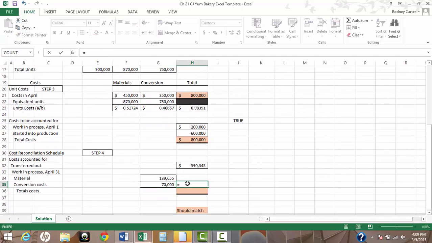If I total those up, 209,655. Now I'm going to total up the dollars that were transferred out and the WIP balance that I have remaining in work in process: $800,000. Have we accounted for all of our costs in the dollars that we've transferred out and the dollars that are in WIP? We have these all tie: 800,000, 800,000, 800,000.